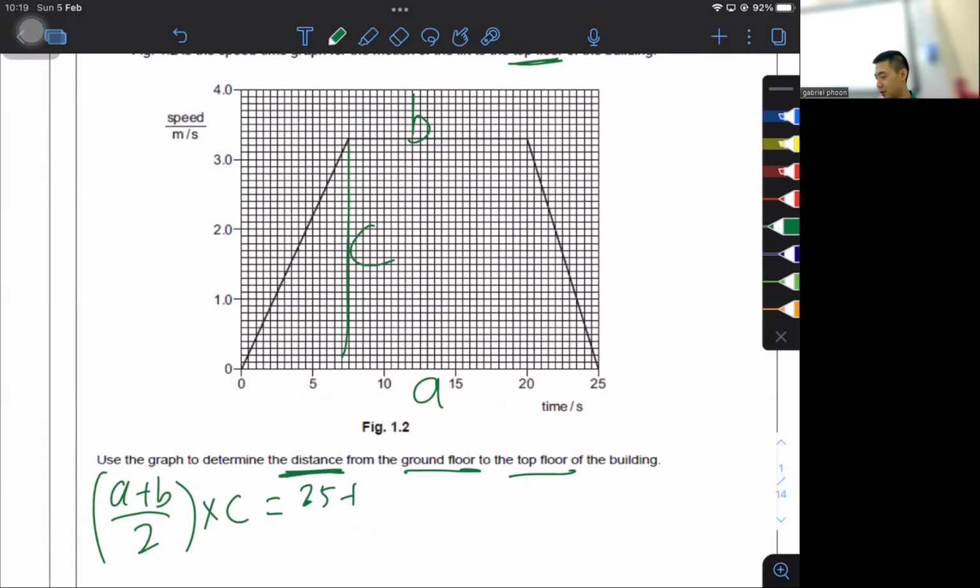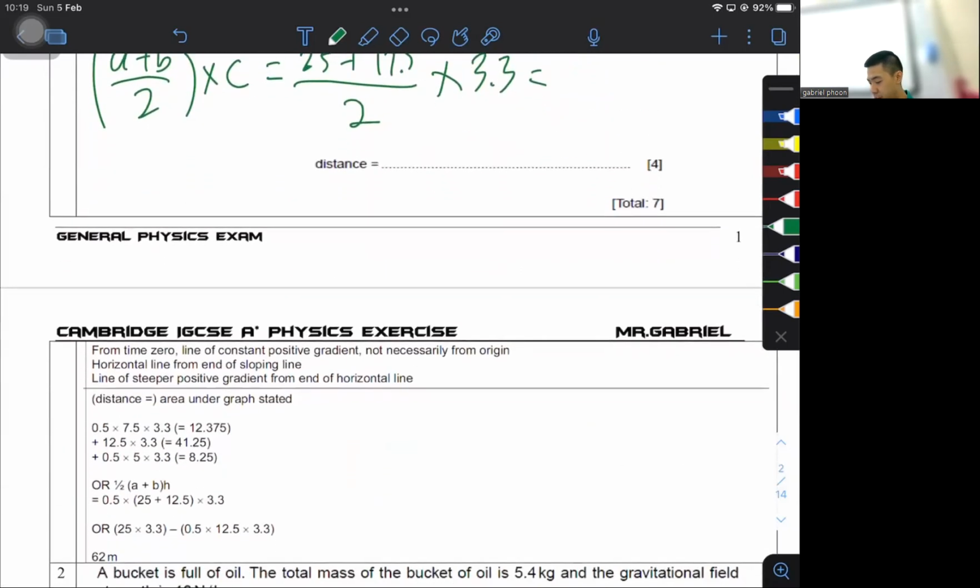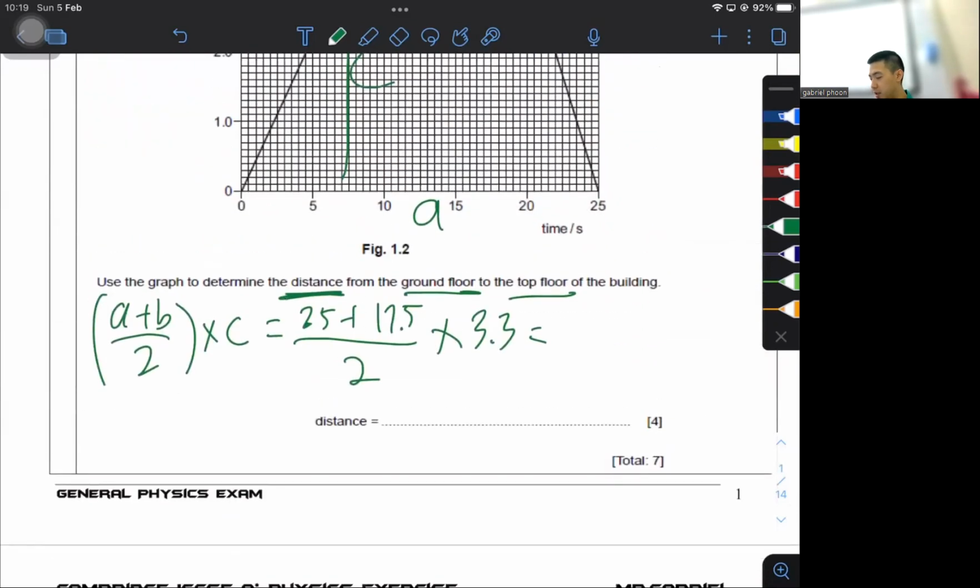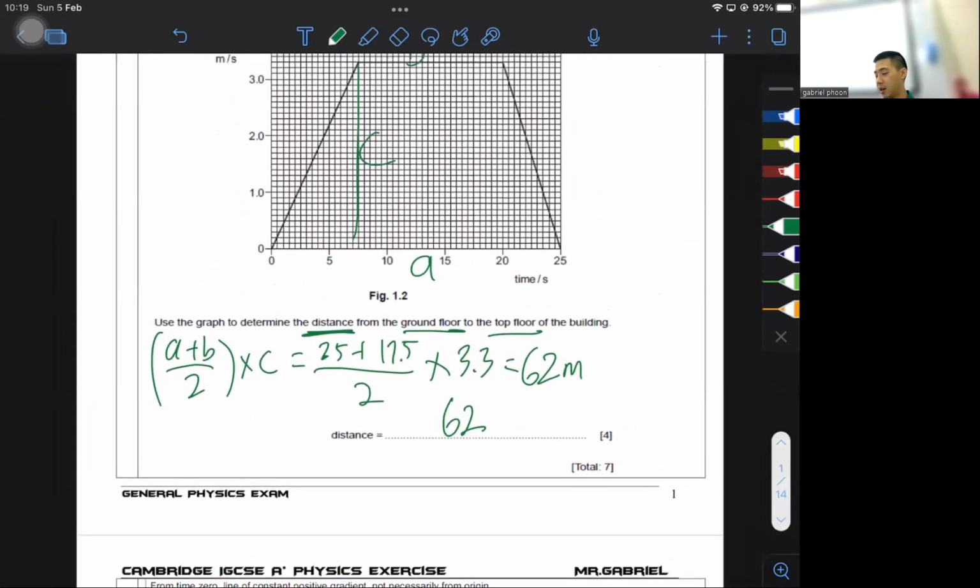3.3. B, how much? 17.5. Sure, I didn't look through it, right? But times your C, which is the one that is 3.3, right? Yeah. Then literally press everything in the calculator, and you should be able to get an answer that is somewhere around 62 meters. Unless this 17.5 is wrong, if not, it should be the correct answer.